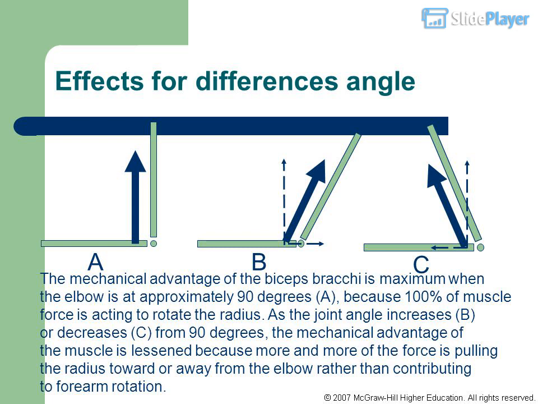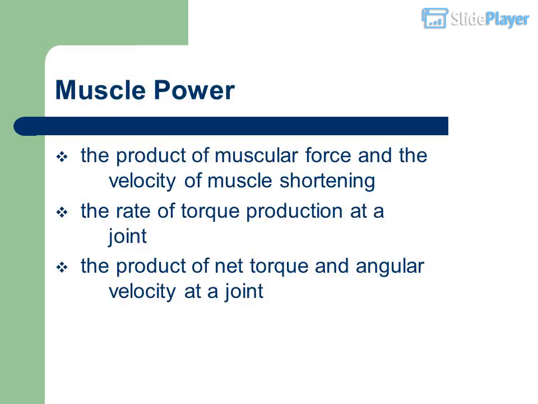Effects of differences in angle: A, B, C. The mechanical advantage of the biceps brachii is maximum when the elbow is at approximately 90 degrees, A, because 100% of muscle force is acting to rotate the radius. As the joint angle increases, B, or decreases, C, from 90 degrees, the mechanical advantage of the muscle is lessened because more and more of the force is pulling the radius toward or away from the elbow rather than contributing to forearm rotation.